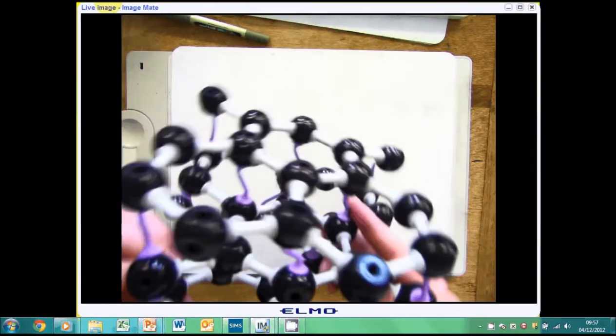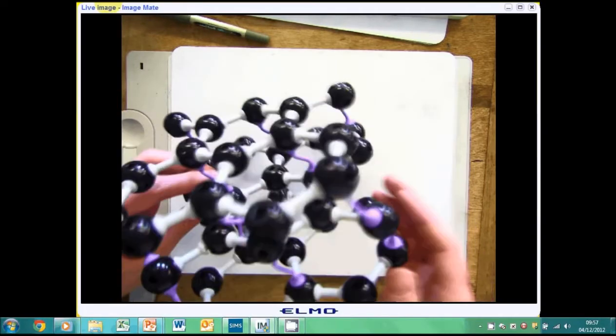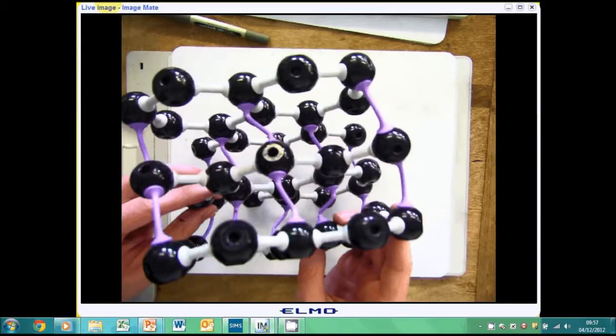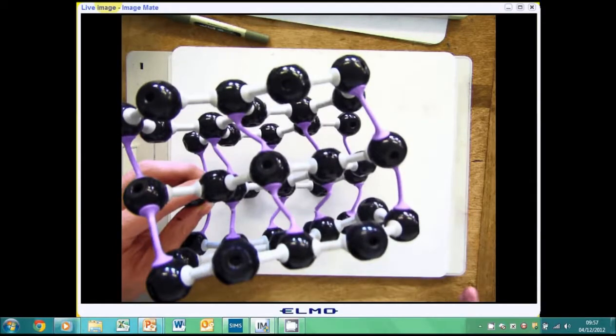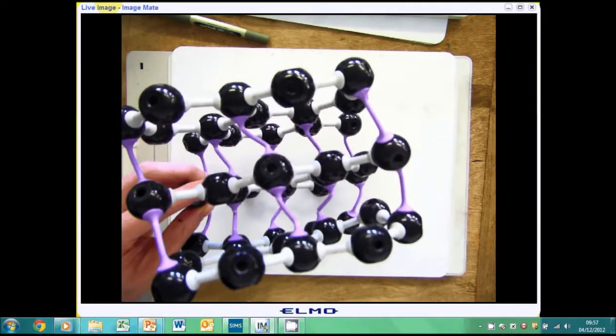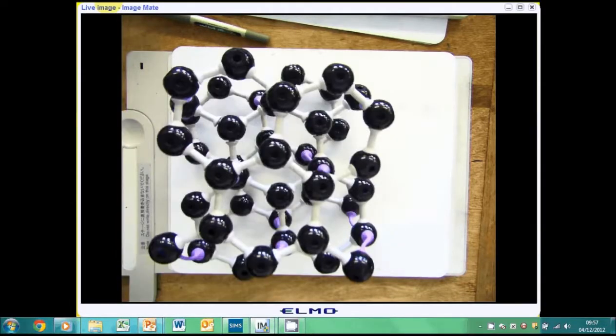Graphite has weak layers, so intermolecular forces between the layers, which is what these purple lines are, which means the layers can slide past each other, which is why when you rub the pencil on paper, it leaves a mark, because it's these layers rubbing off and attaching to the paper. Graphite is also soft enough to be used as a lubricant.